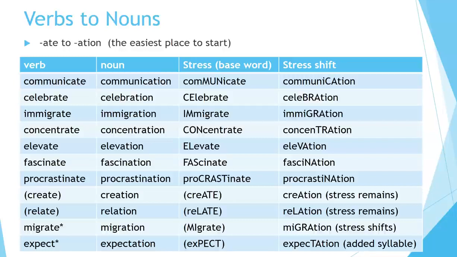Another special case is expect. Expect does not end with ATE. So in some words, when there's no ATE, sometimes we like to add that extra syllable in the middle before adding the TION. Expect becomes expectation. There's an extra syllable in there. Not all words are like that. This is just one special case.